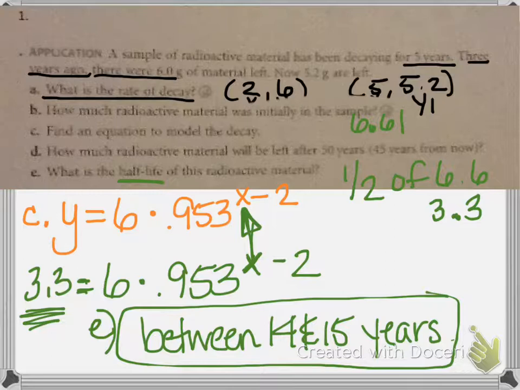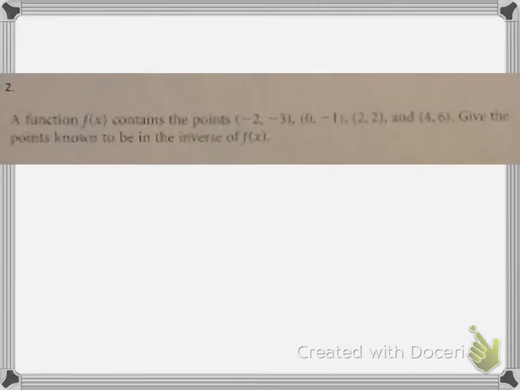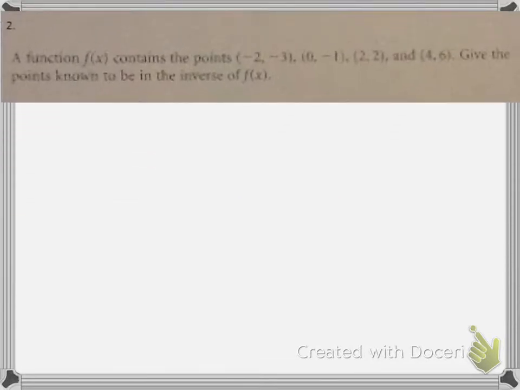All right, I still have a little bit of time left on this one, so I'm going to go on to number 2, and then I'll only have to do 3 different videos instead of 4. So I know it's so blurry, good thing you have the paper in front of you. So number 2, a function f of x contains the points, so there they all are. Give the points known to be the inverse of f of x.